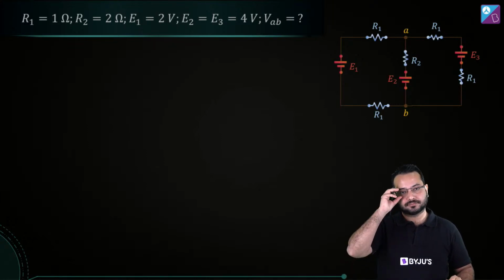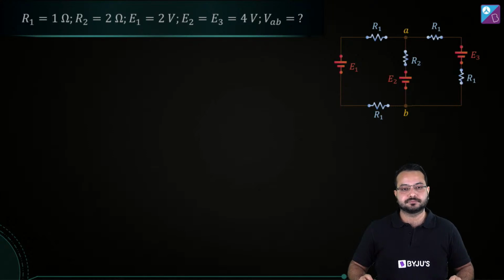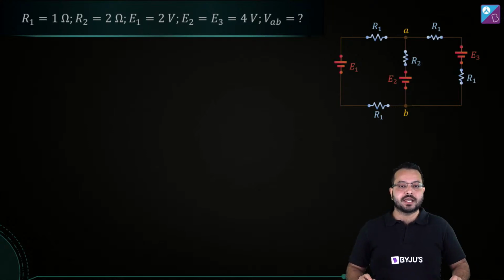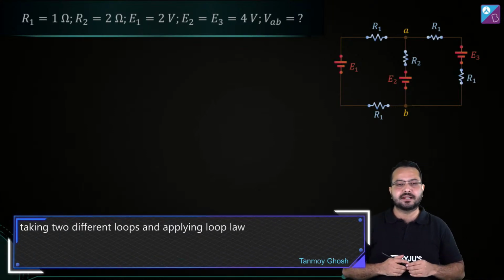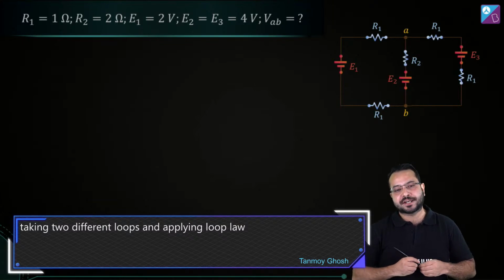Any guesses? KVL. Okay, Tanmay is saying something. Can you highlight that, please? Taking two different loops and applying loop law. So basically we are saying KVL. A lot of answers, KVL.